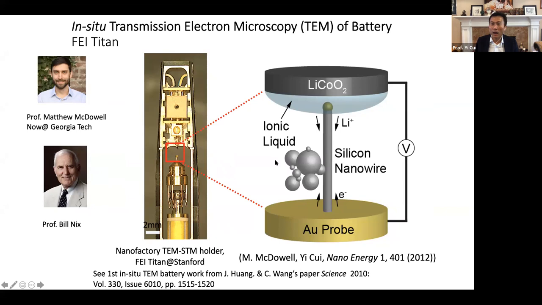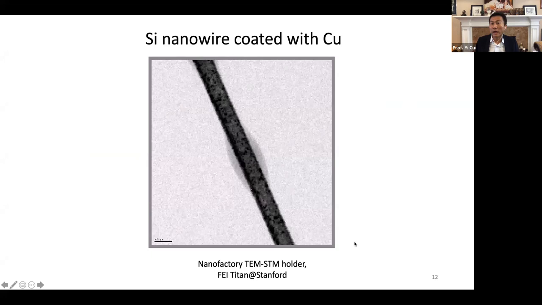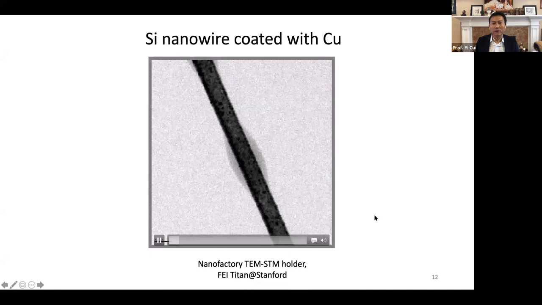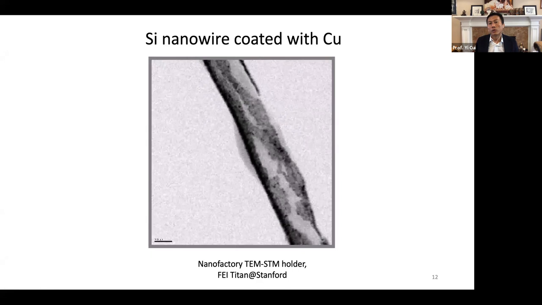This is a silicon nanowire coated with a copper film on the surface, 200 nanometer scale bar right here. We speed up multiple times. Now let's see, once lithium comes in, you could see the silicon volume expansion takes place. But the silicon nanowire does not break. What's broken is the copper coating on the surface. Volume expansion happens so much, the copper gets really broken. So that's exciting. We now see nanostructure can hold its structure without breaking.